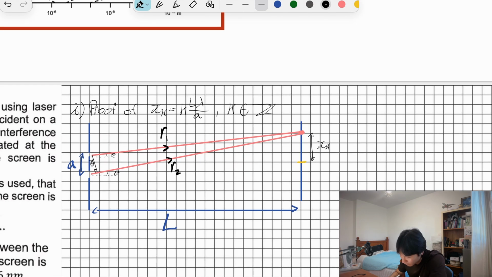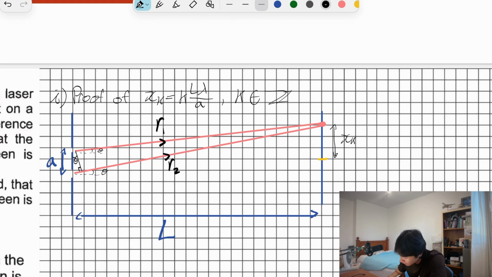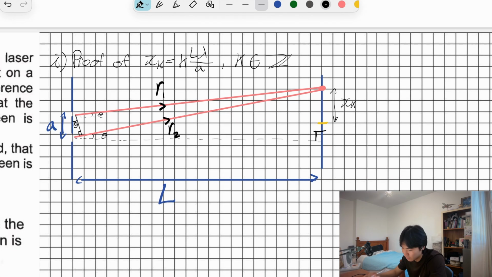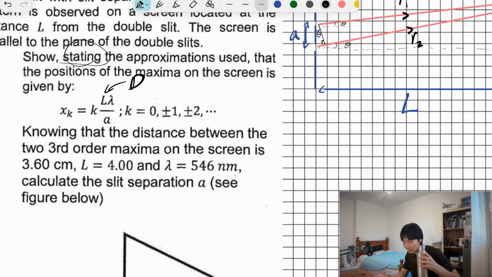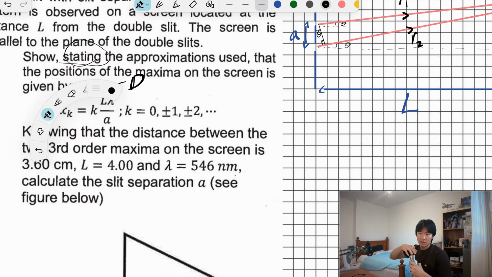Okay, this is what we're given, right? And just continue the line here. And you know that this is a right angle as well, right? Okay, so as I said, the first assumption that you're going to make, you want to write this down very explicitly. You don't want the examiner to be searching for it because they literally asked you, state the approximations used, right?